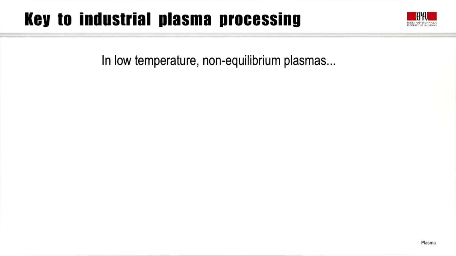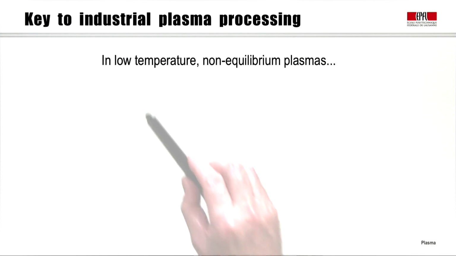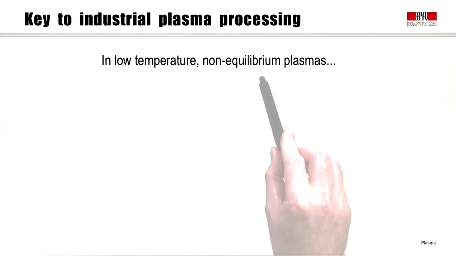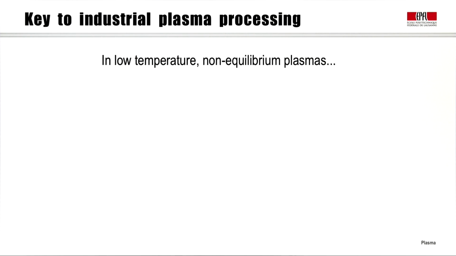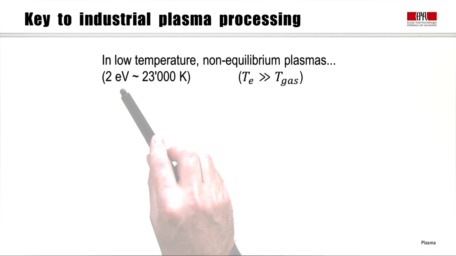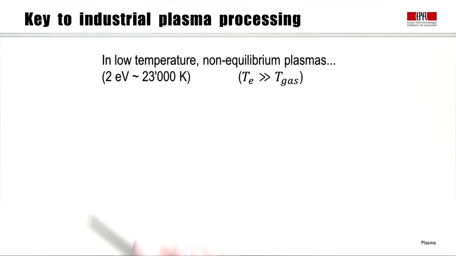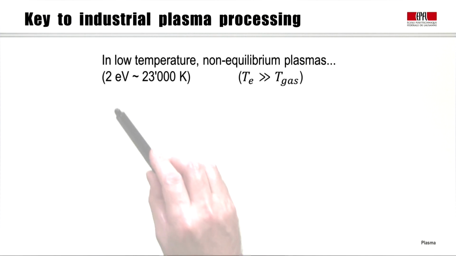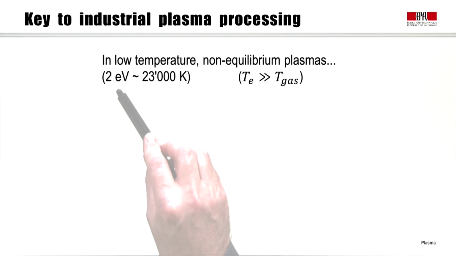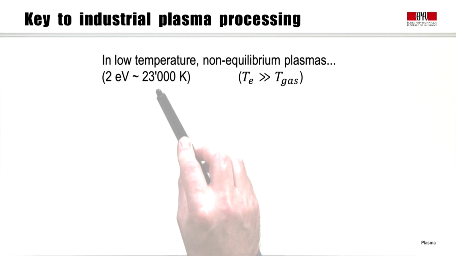This is then the key to industrial plasma processing in low temperature, non-equilibrium plasmas. And by the way, by low temperature, I mean only a few electron volts, which is much colder than fusion plasmas, but nevertheless, don't forget that 2 electron volts is still 23,000 Kelvin.